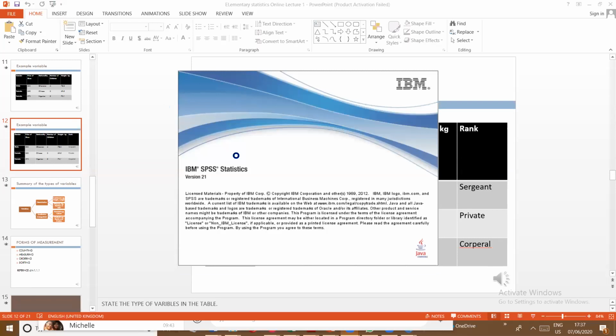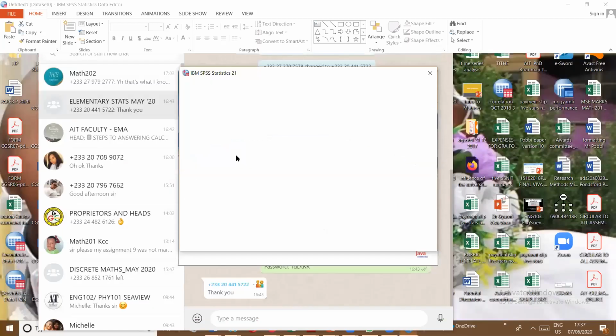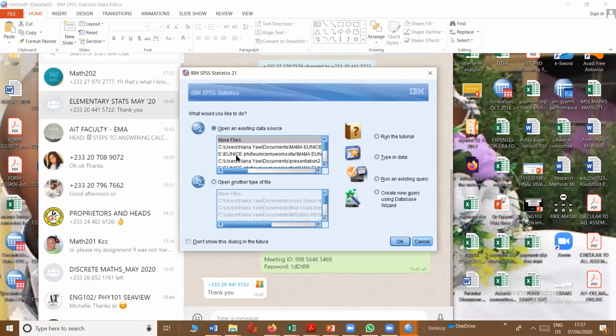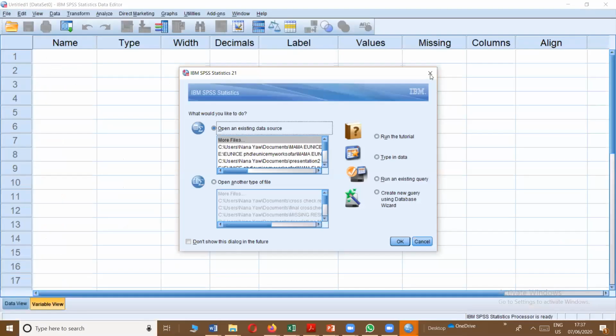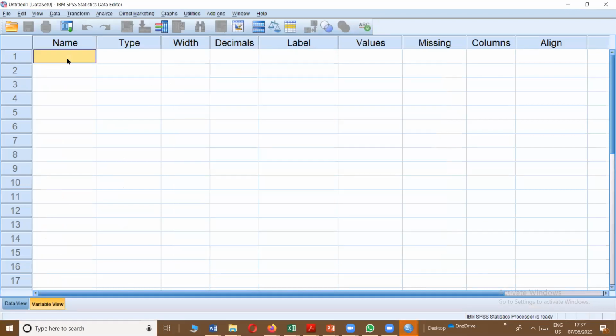I'm sure you have your calculators by now. I want to simply demonstrate the coding to you, because coding is a practical thing. So I want to demonstrate that briefly. I have my SPSS sheet created. I hope you can see the spreadsheet. Yes, sir. So I'm creating the variable gender.